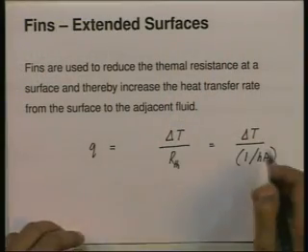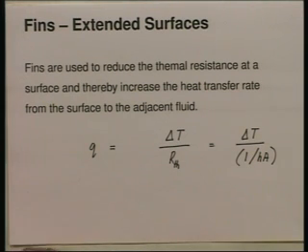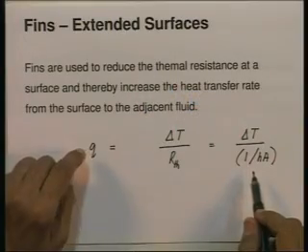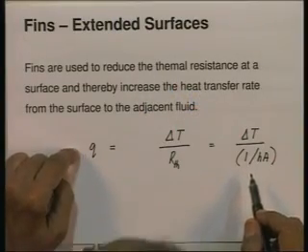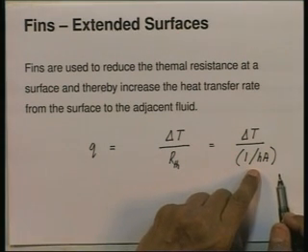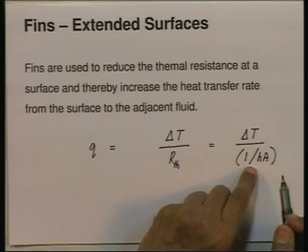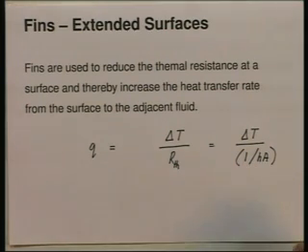Now, suppose for a given situation, this thermal resistance 1 upon h A is too high. I want to lower it in order to increase Q. I can't change delta T. I want to lower 1 upon h A, the thermal resistance, in order to get a higher value of Q. Introduction of fins or extended surfaces helps me in lowering this value of the thermal resistance.